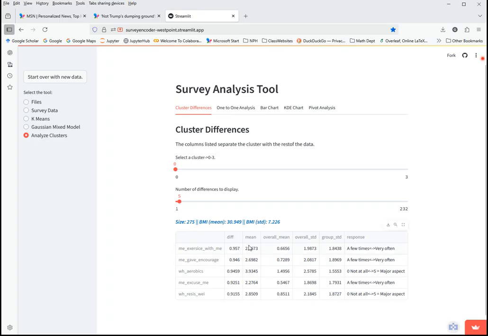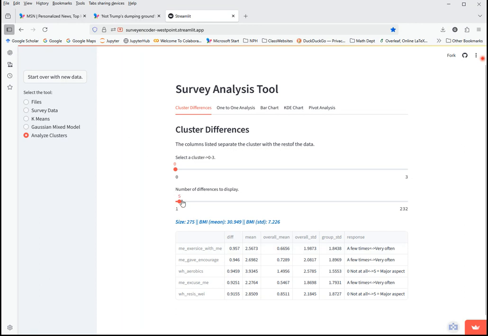If you looked at it, you'd say, all right, the mean of this particular question, this me exercise with me, is 2.5 for this cluster, and the overall mean is 0.66. Then the standard deviations and so on. The overall mean is the entire data. So what is small? Small numbers are the response a few times, and big numbers are very often. So for this question, this group answers bigger, towards very often, more than the rest of the entire data set. That's what you're looking at.